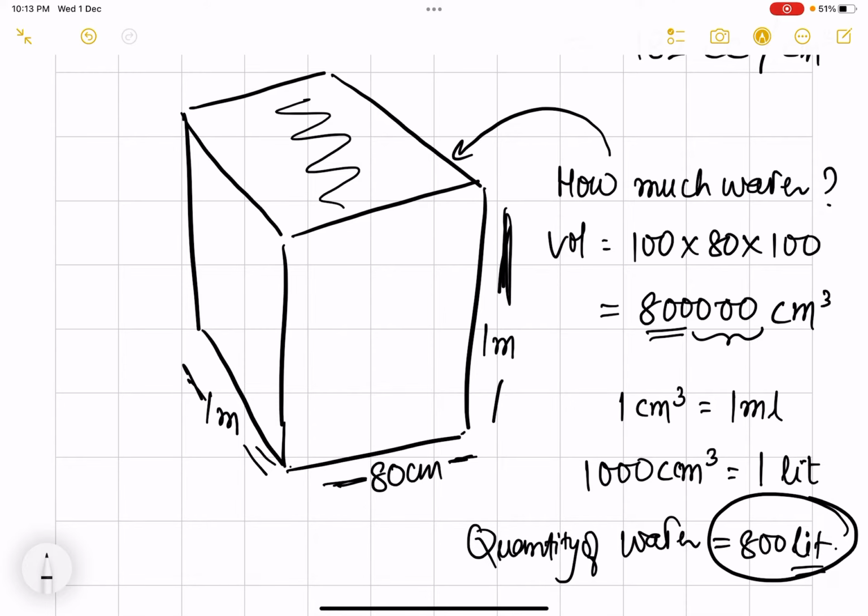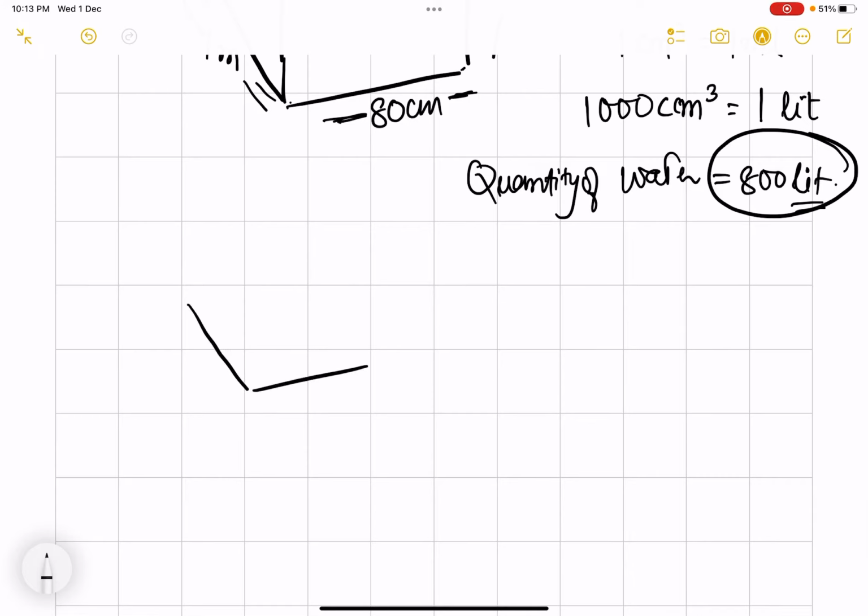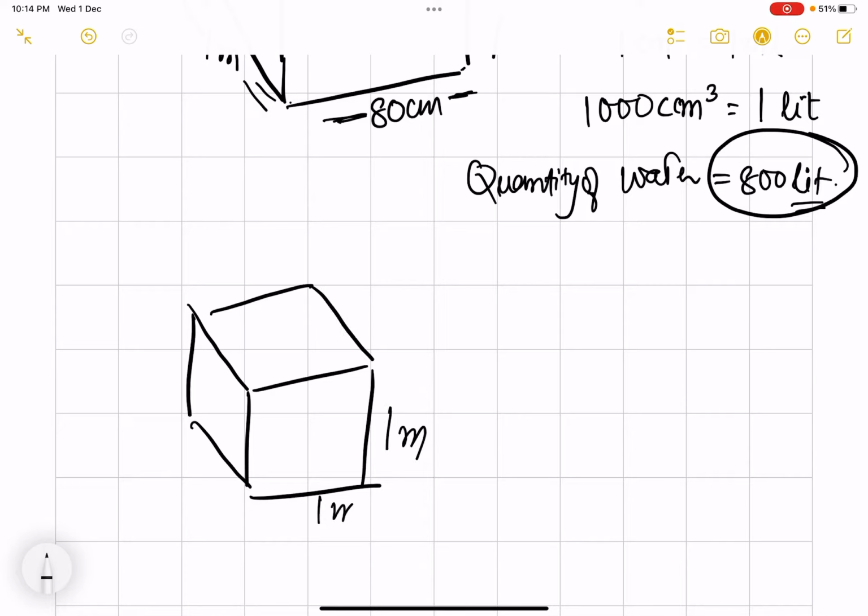Just to bring a simple reference to your mind, imagine I had a huge structure with each side 1 meter, 1 meter, and 1 meter. What will be the volume of this structure? The volume of this structure would have been 1 into 1 into 1. It is actually 1 meter cube.